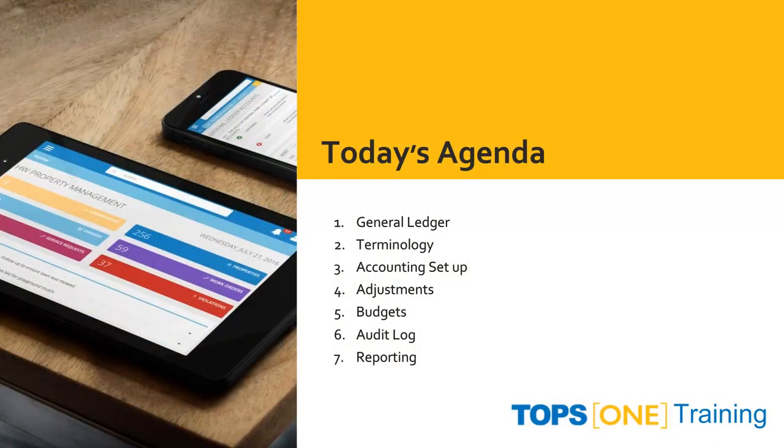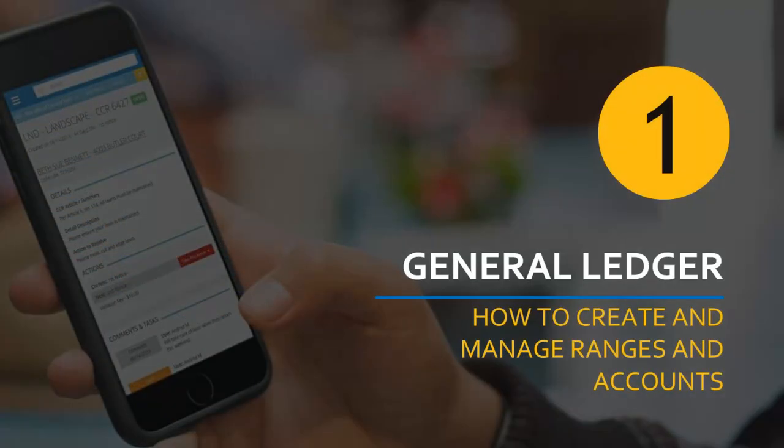Today's agenda, we'll talk about the General Ledger. We'll talk about terminology. We'll go into accounting setup, adjustments that can be made, budgets, the audit log, and our output finality of reporting. Chapter 1, General Ledger, how to create and manage ranges and accounts.